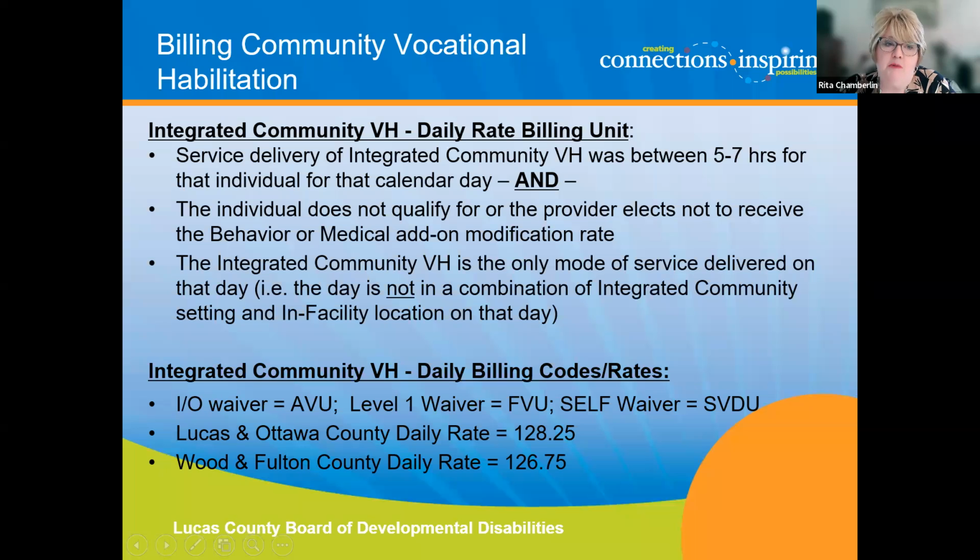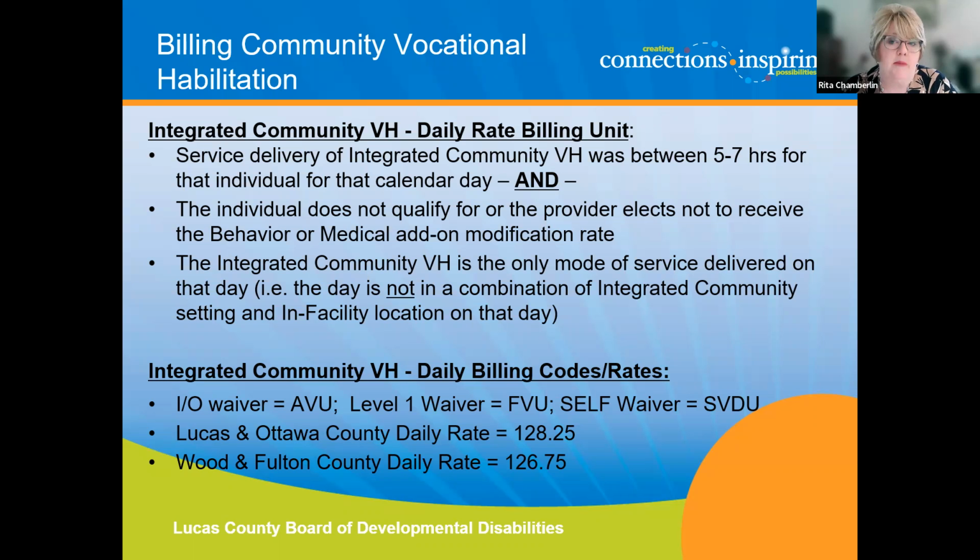So now on the community vocational habilitation, again, you've got a daily rate. And with that, it's going to be the same as what you would see in the adult day support one. Your services are between 5 and 7 hours for that calendar day, and the individual doesn't qualify, or you don't elect to bill for the behavioral medical add-on. And then integrated community vocational habilitation is the only mode of service that's delivered on that day. Meaning that's all you did was community vocational habilitation for that day.